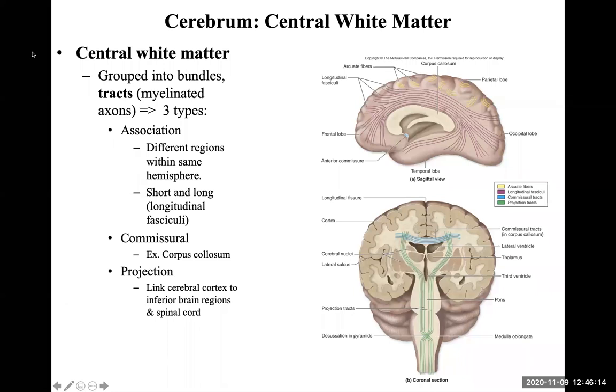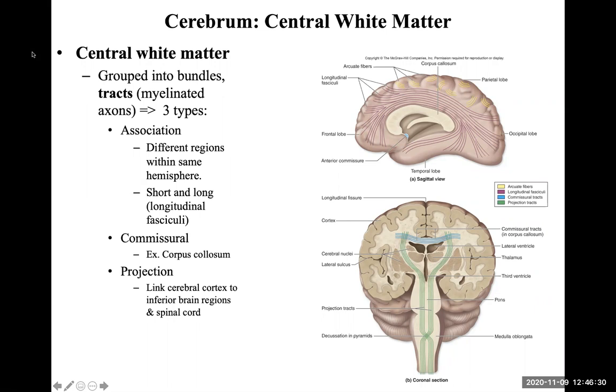We have what are called short tracts and long tracts. The other name given to those are fasciculi. So short and long fasciculi just have to do with, are we connecting portions within the same hemisphere of the brain that are close to one another?